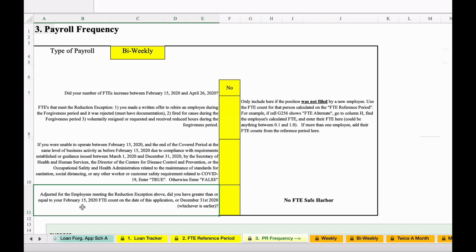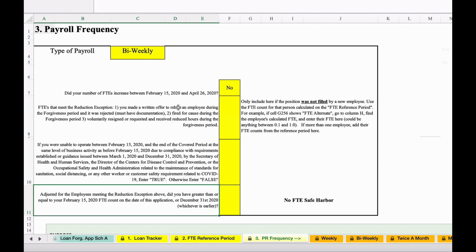Okay, so this is going to come out and tell you the answer, and then it's going to ask you for your adjusted count for the employees that met this reduction exception, right? Did you have greater than or equal to your February 15th FTE count on the date of the application, or December 31st, whichever is earlier? Again, this is fairly similar. There are some slight semantic and date differences to be aware of, but ultimately it's really similar to the requirements to be able to do the EZ form. So most of the time, if you get safe harbor, you can do EZ. If you don't get safe harbor, you can't.